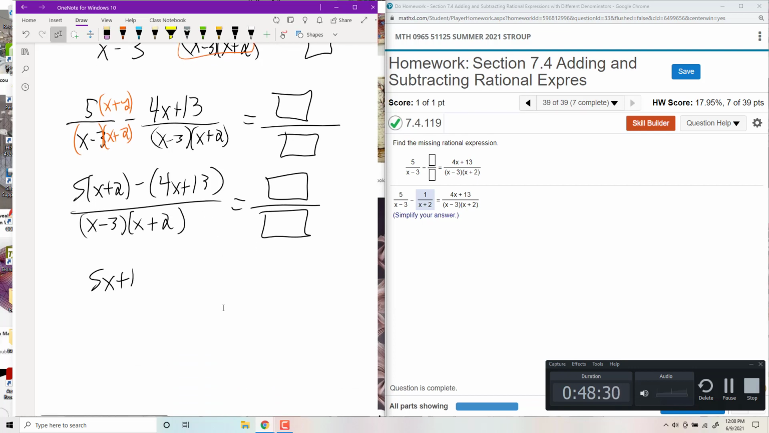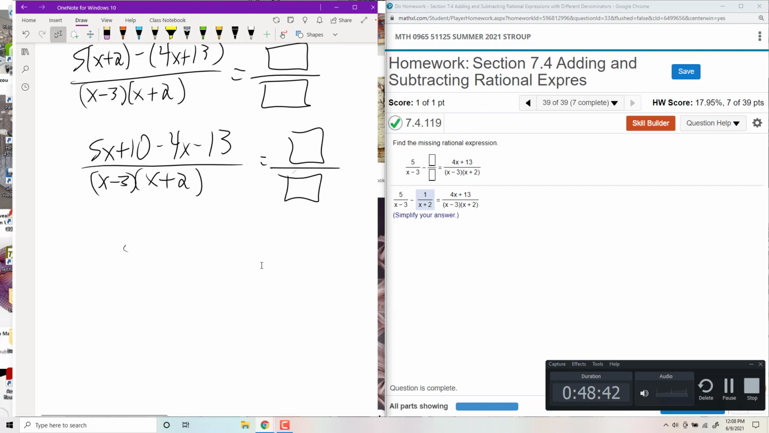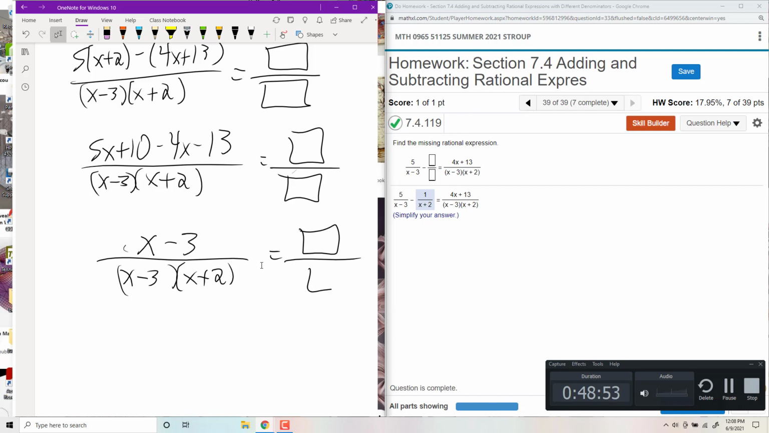Distribute: 5x plus 10 minus 4x minus 13 all over x minus 3 times x plus 2, equals box over box. Simplify. 5x minus 4x is 1x. 10 minus 13 is minus 3. So you get a nice little cancellation at the end. And that should give us the answer. So the x minus 3's cancel, and then you get 1 over x plus 2 as your final answer.